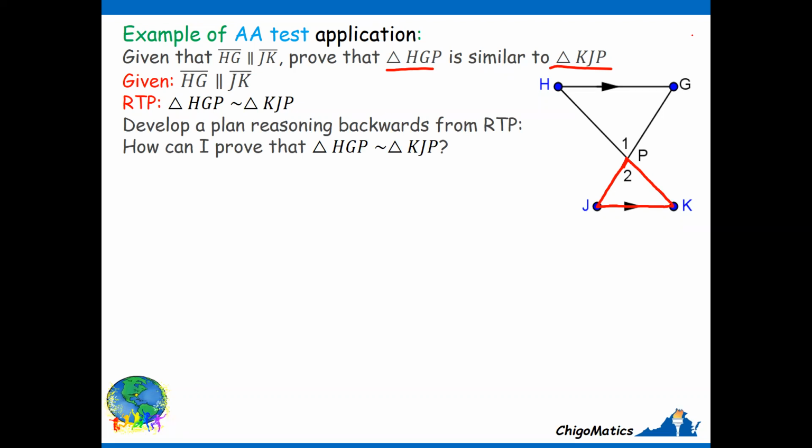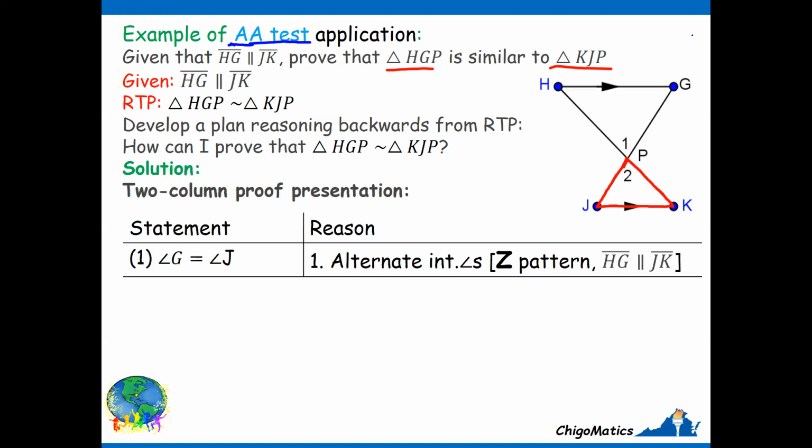That is, you ask yourself, how can I prove that triangle HGP is similar to triangle KJP? However, in this case we know we want to apply the angle test. So we don't have to think of any other. That is the test we want to apply. Therefore, we quickly go into the diagram and try to identify any two corresponding angles. And when we establish that they are equal, then we can conclude that the two given triangles are similar.